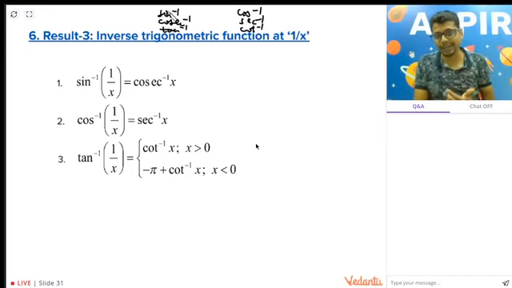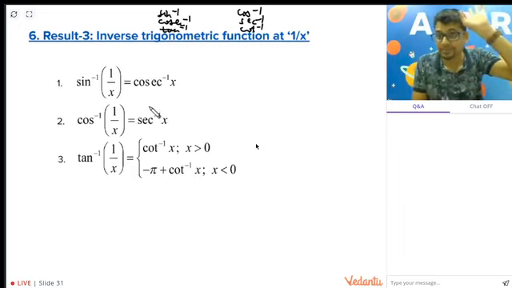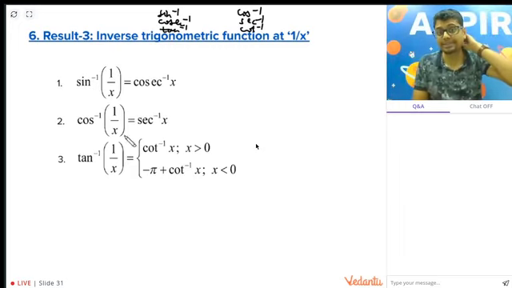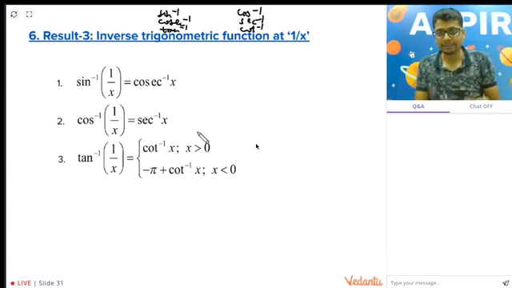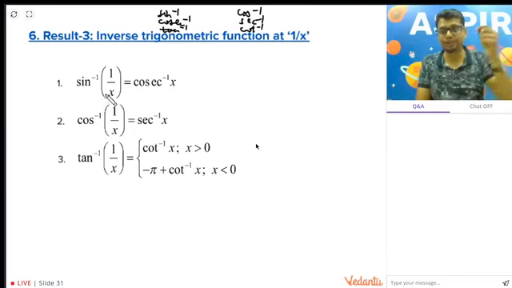So they are in a similar basket. Sine inverse 1 by x is cosec inverse x, right? Cos inverse 1 by x is sec inverse x. Again, both are of the same basket: cos inverse, sec inverse; sine inverse, cosec inverse. Now, tan inverse 1 by x is cot inverse x if x is positive, and if x is negative, it is minus pi plus cot inverse x. All right, so we'll discuss it to get a feel of it. But let me first explain from the first point onward.